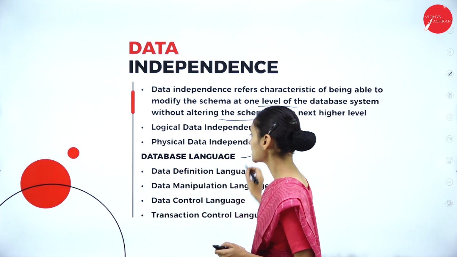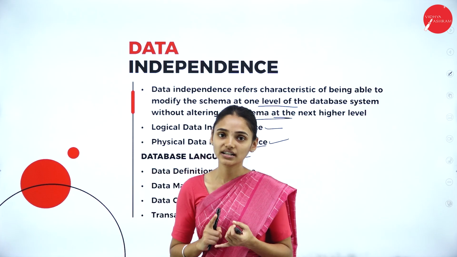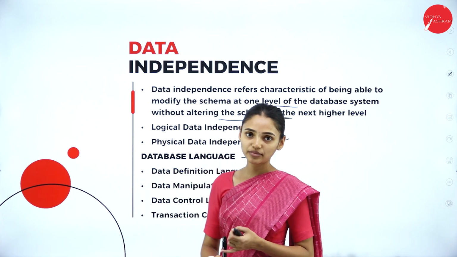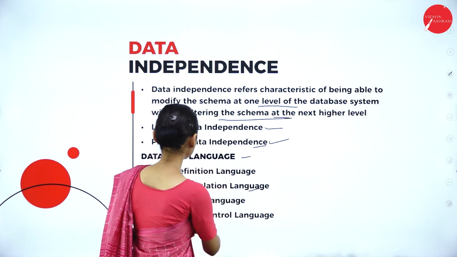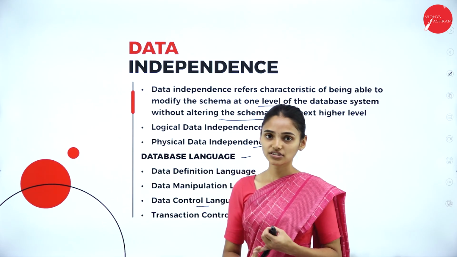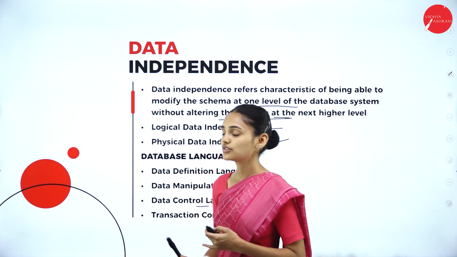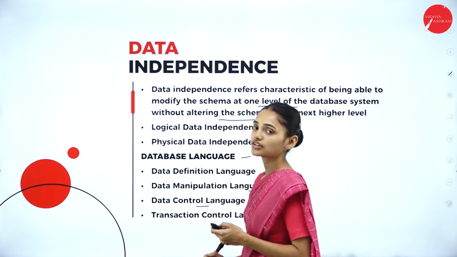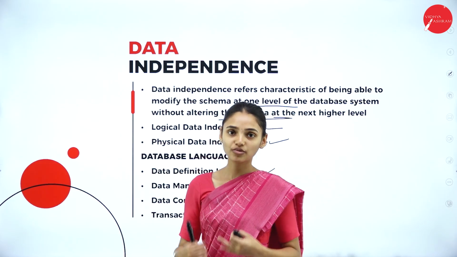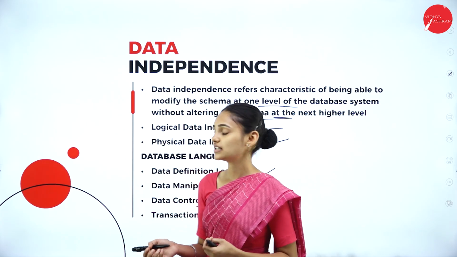Next is database languages. There are four types of database languages: DDL, data definition language; DML, data manipulation language; DCL, data control language; and the fourth one is TCL, transaction control language. Data definition language is used to define the structure or pattern of the database. It includes create, which is used to create a table, alter, which is used to modify the database, rename, and delete, which is used to delete the table.